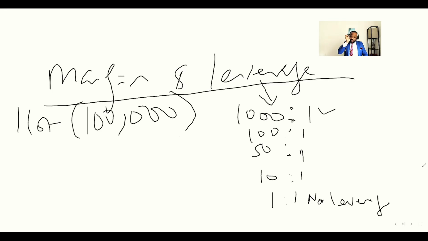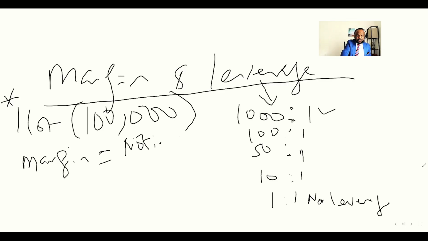What does that mean? When you choose 1,000 leverage at the beginning of your account, that means the margin, the minimum money the broker will need you to have in your account to trade a one lot trade, follows this formula. Margin is the notional value of your lot size, whatever lot size you are using, divided by your leverage.